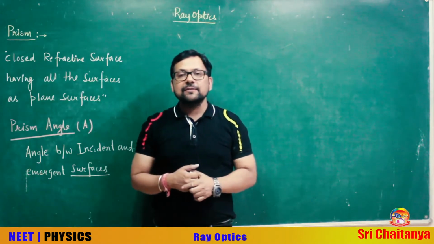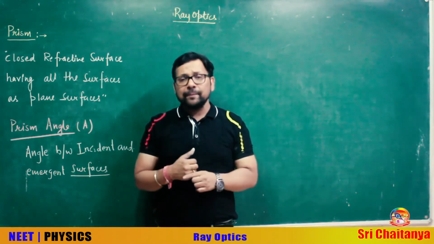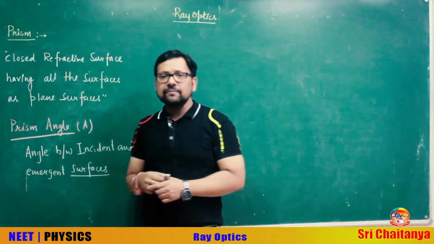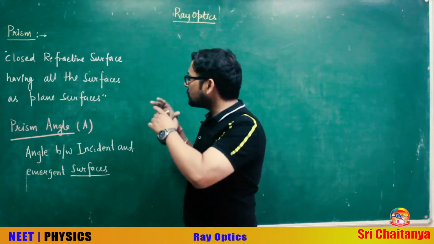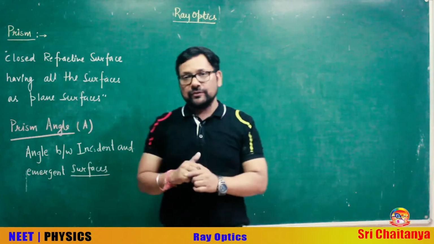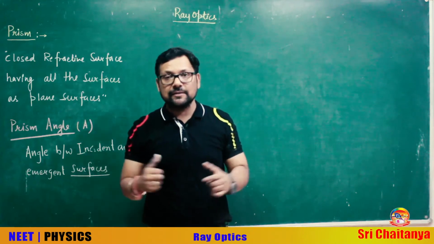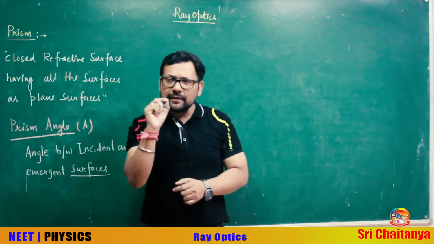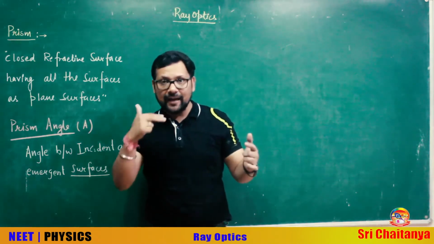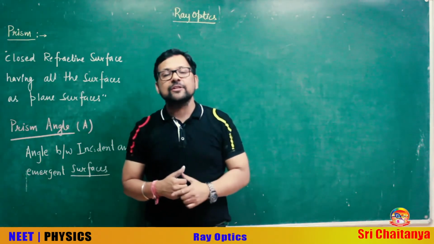Now we will discuss, in refraction through plane surface, a very important topic. You can say an optical instrument, that is the prism. What exactly is a prism? Let's see. A prism is a closed refracting surface having all the surfaces as plane surfaces. But you would say a glass slab is also like this. But there is a little difference. In a glass slab, the deviation could be 0 as the incident and finally emergent rays are parallel to each other. But in a prism, deviation is not 0.